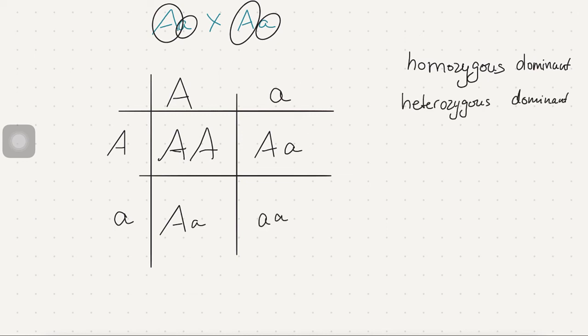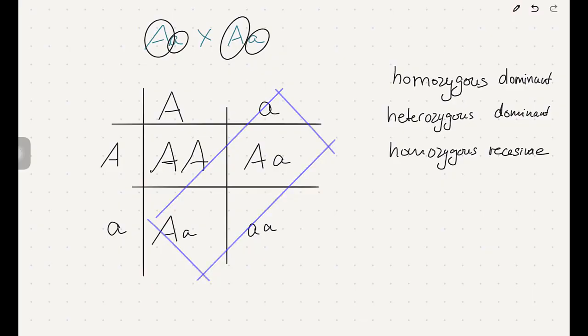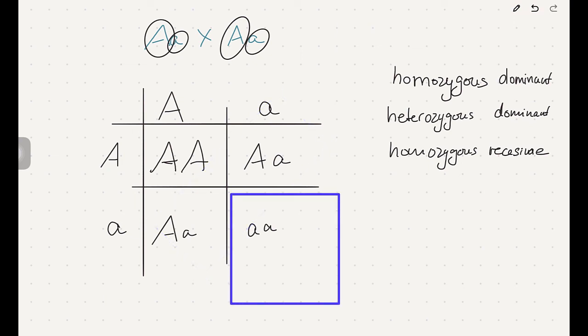When we cross those two organisms, what we see now is that a quarter of the offspring will have two dominant traits, so they are homozygous dominant. Then 50% of the offspring are heterozygous dominant, meaning they carry the dominant and the recessive trait. And the last quarter, or 25%, will be homozygous recessive for trait A.